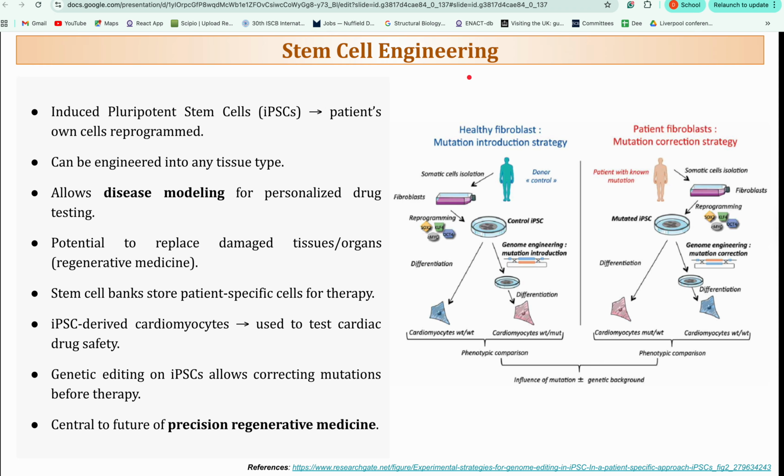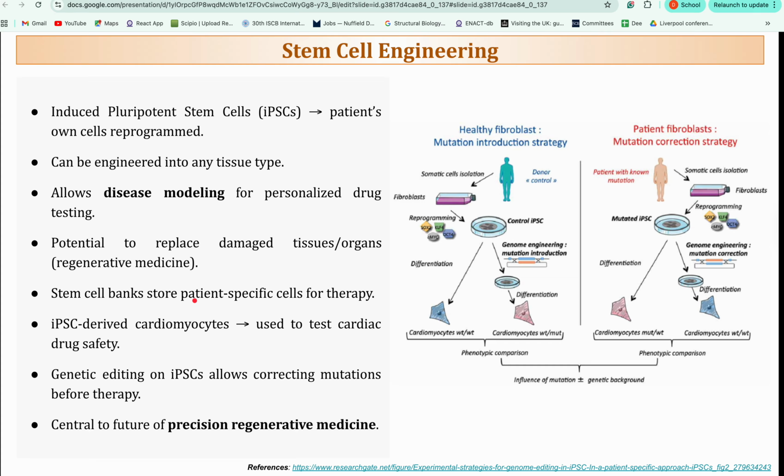Okay, then we'll talk about stem cell engineering. Induced pluripotent stem cells, iPSCs, which are taken from patients' own cells, are reprogrammed. They can be engineered into any tissue type, because in the previous session we have seen that these stem cells are pluripotent in nature. Pluripotent means they can convert to any cell in the body, and it allows disease modeling for personalized drug testing. It has the potential to replace damaged tissue and organs. So this comes under regenerative medicine.